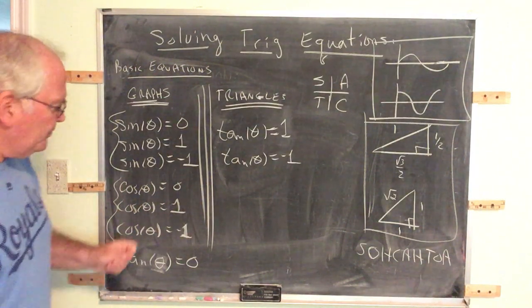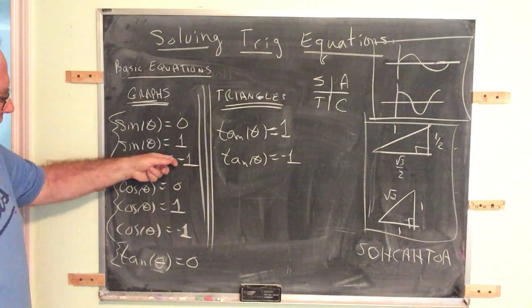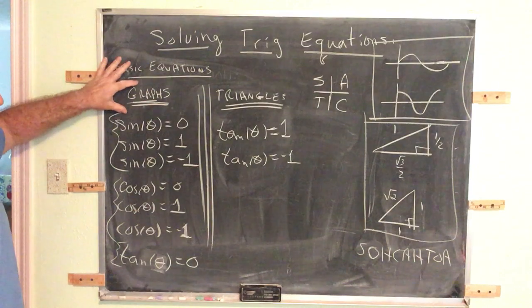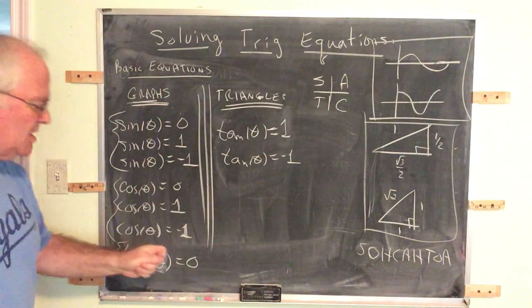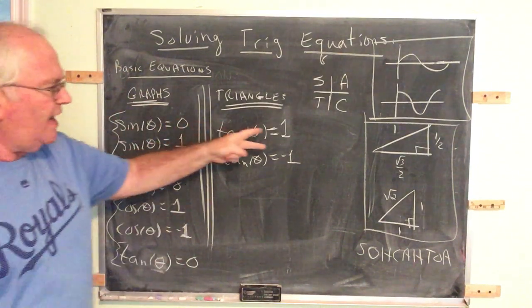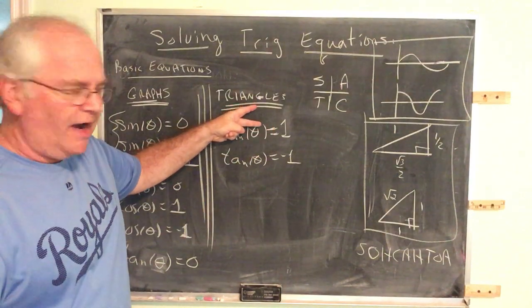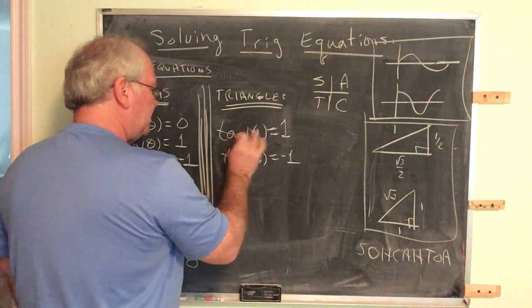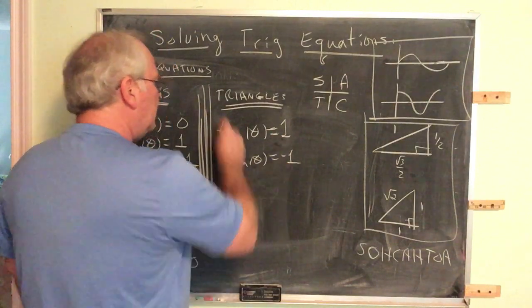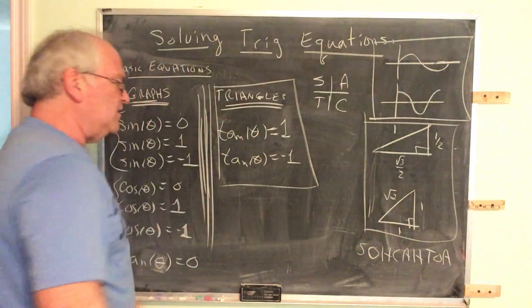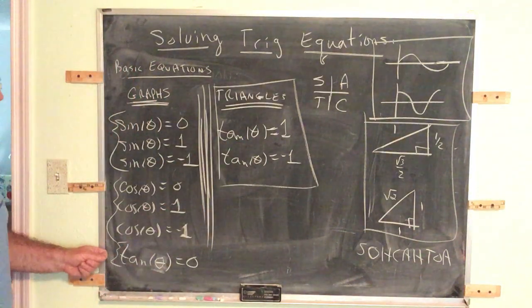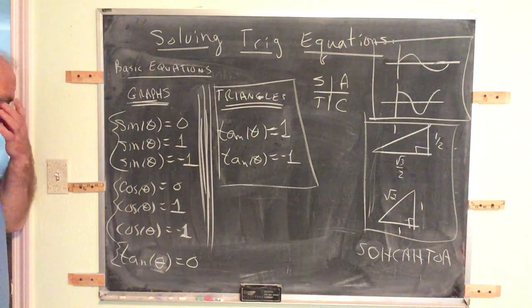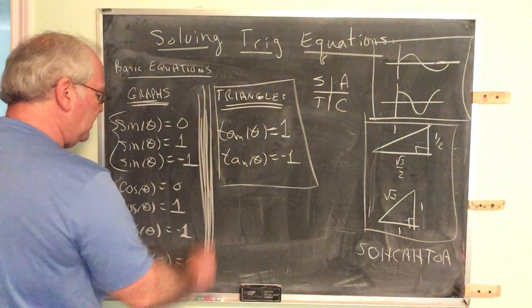But the key is sine, either 0, 1, negative 1, cosine, 0, 1, negative 1, all those can be solved using the graphs. Tangent is only 0 with the graphs. Tangent 1 or negative 1 must be solved with the triangles. Tangent theta equal 1, tangent theta equal negative 1, these can only be solved using the triangles. They are not solved using the graphs. All right? So that's important to bear in mind when you're solving these.